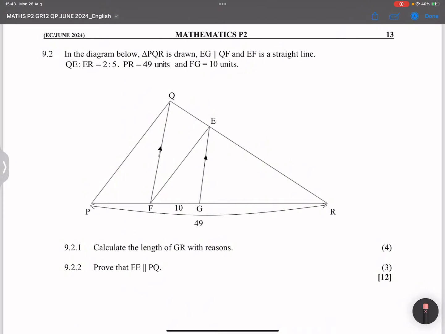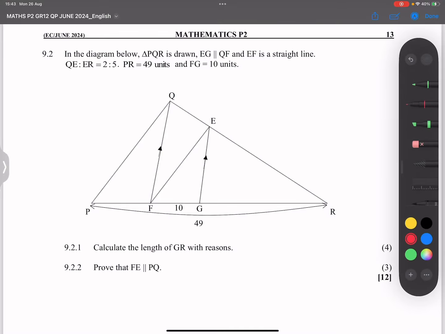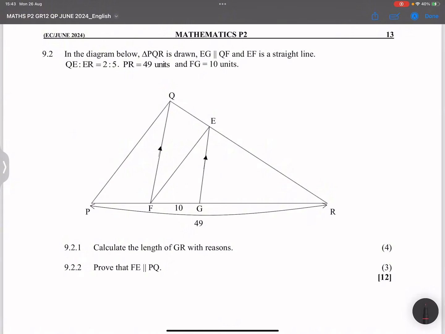Now, what I normally like doing is, as soon as they give me that information, QE to ER, this means QE is 2x and ER is 5x. All right, please put a variable to that ratio.